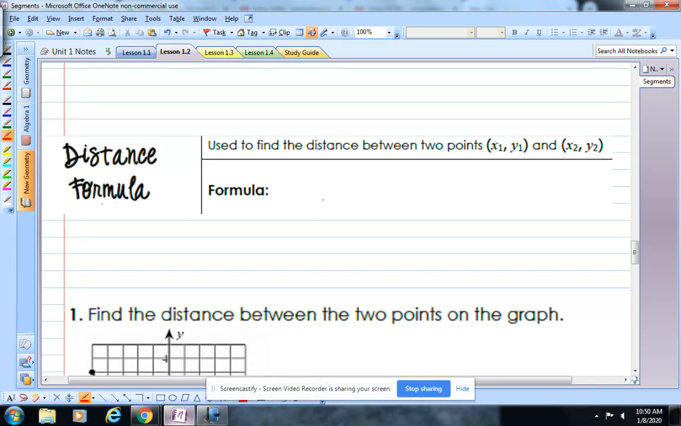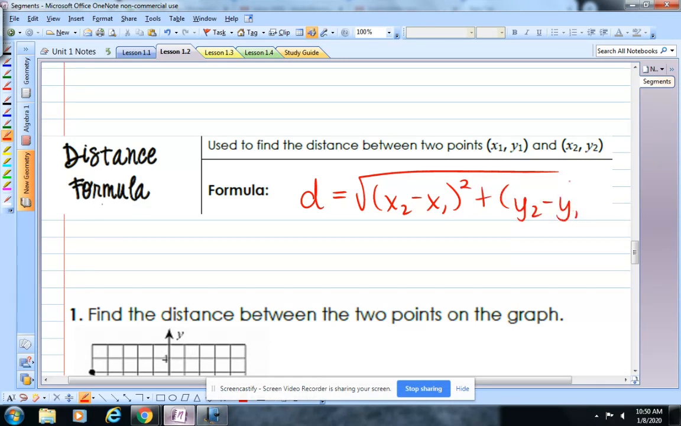Raise your hand if you remember doing this in Algebra 1. You might not remember the formula, but you remember me or your Algebra 1 teacher talking about it. D equals big long radical, x2 minus x1 parentheses squared plus parentheses y2 minus y1 close parentheses squared. Okay? And your x1 and your x2 and your y2 and y1 come from the two ordered pairs.